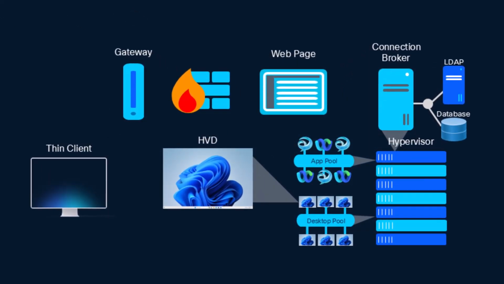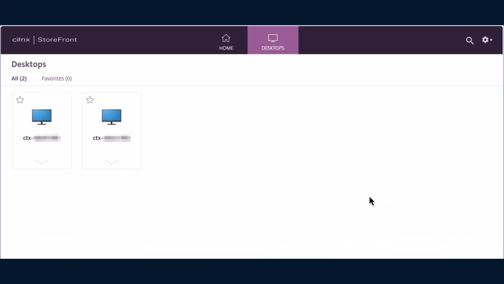Now that we've defined the components used in a VDI environment, let's take a look at how they work. The process begins from the thin client. The user opens a session to the VDI solution via the web browser. In this example, we've connected to the Citrix Storefront web UI. From here, we select the HVD we would like to use.